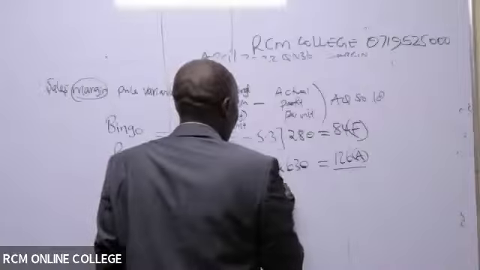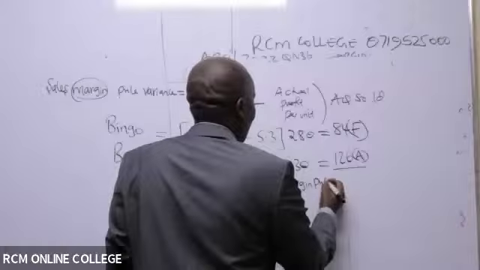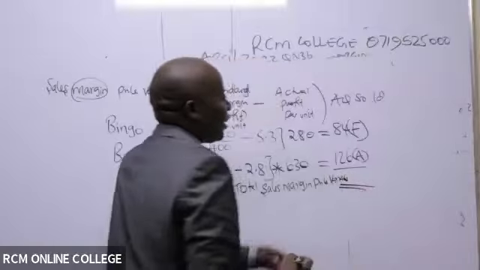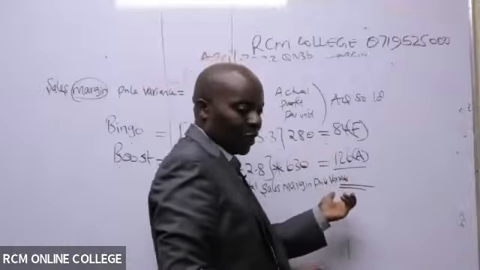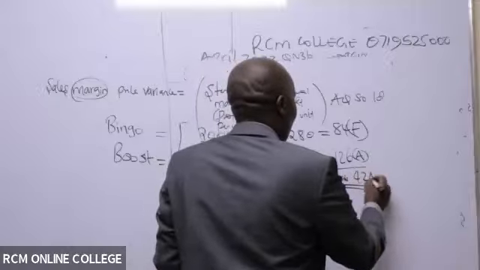Total sales margin price variance. As you add, remember this is 84 positive minus 126, which gives me 42 adverse.